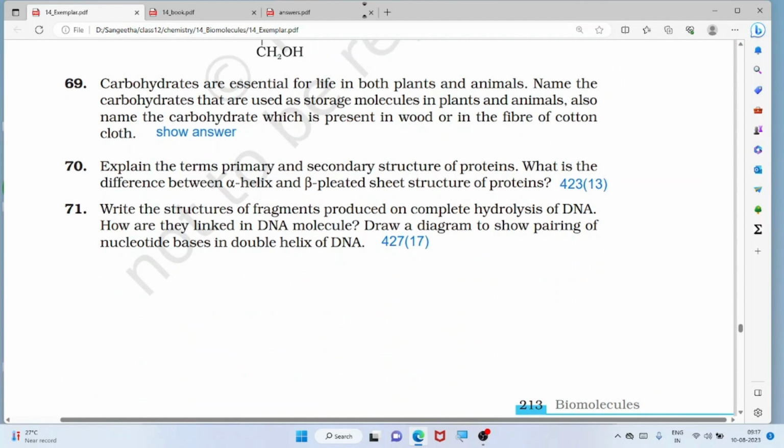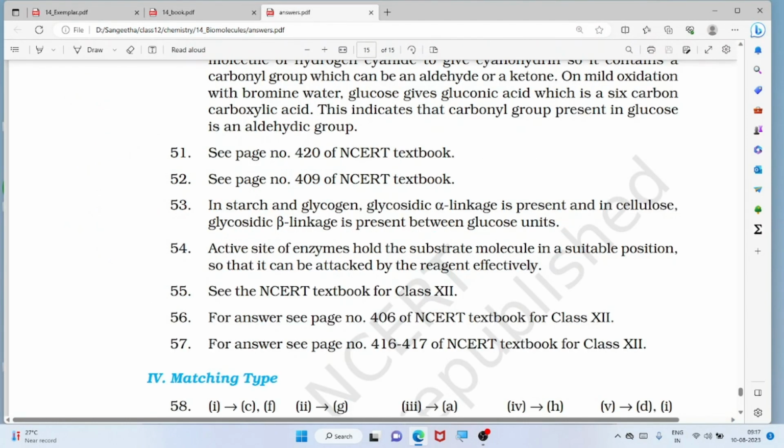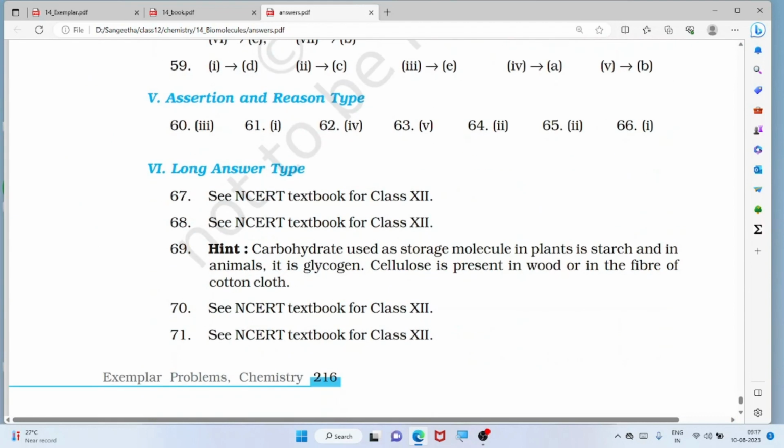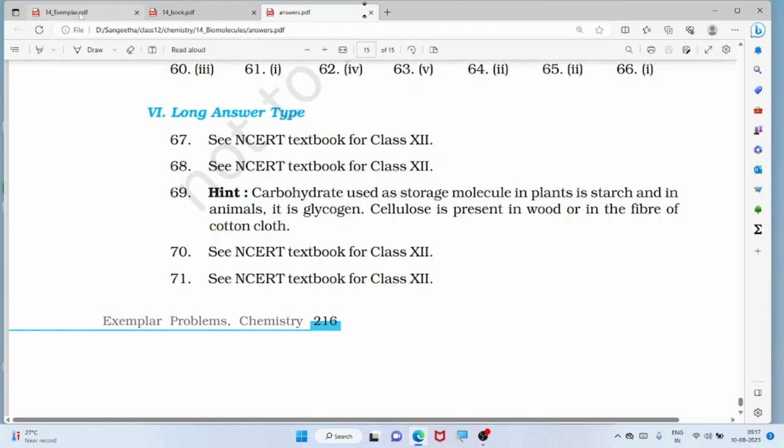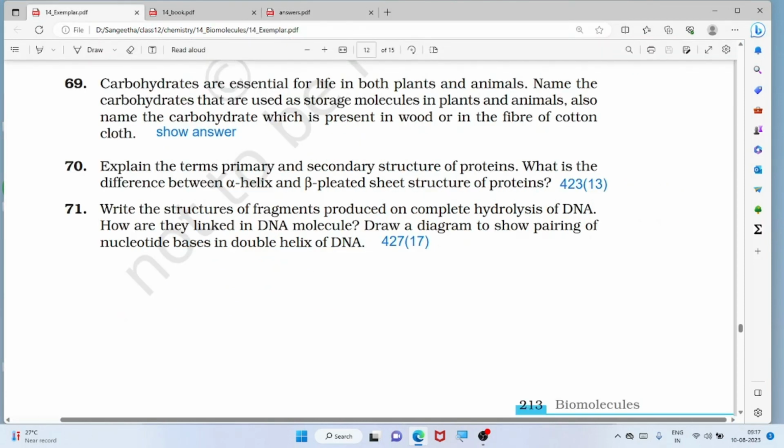Carbohydrates are essential for life in both plants and animals. Name the carbohydrates that are used as storage molecules in the plants. The carbohydrate used as a storage molecule in plants is starch, and in animals it is glycogen. Cellulose is present in the wood or in the fiber of the cotton cloth. This is cellulose.